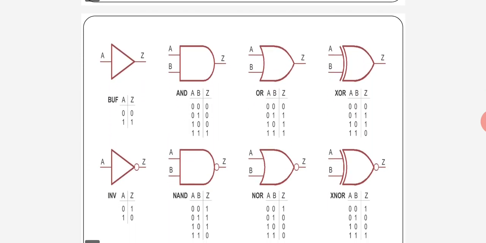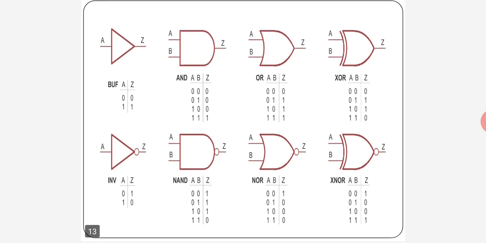Okay, so we look at all the gates together. Now we have the first one. The first one we have here is called a buffer memory. It looks like the inverter, but it doesn't have the bubble. Look at it very closely. Now when you look at the logic diagram, you find out that the input A is the same thing as the output. We have input 0 and the output 0. We have input 1 and output 1.